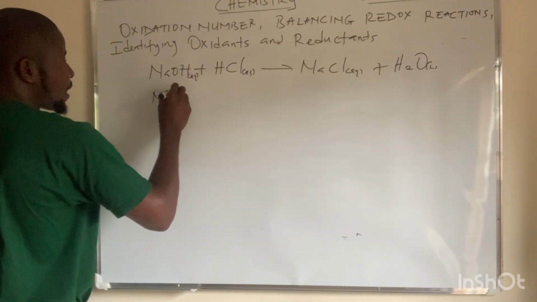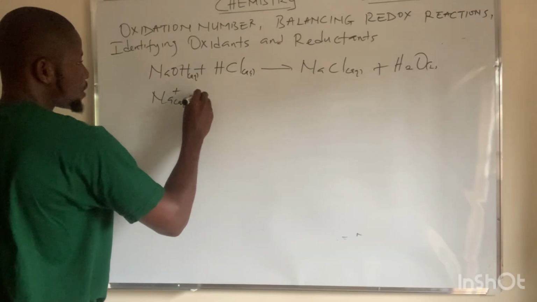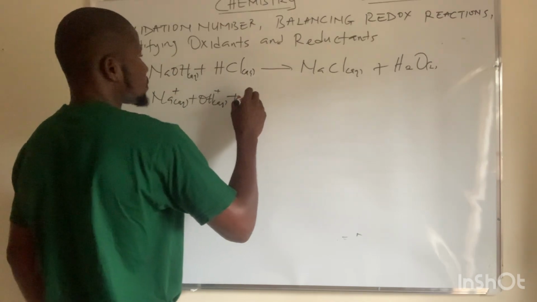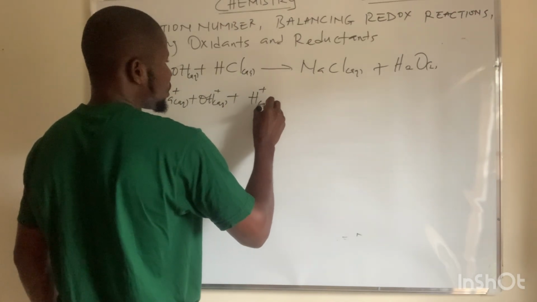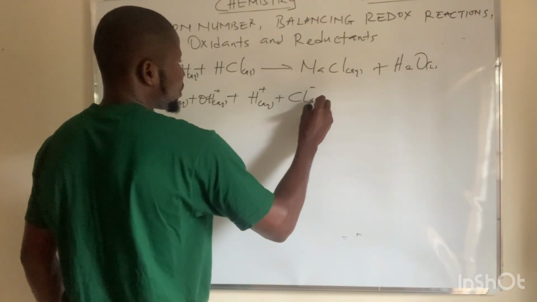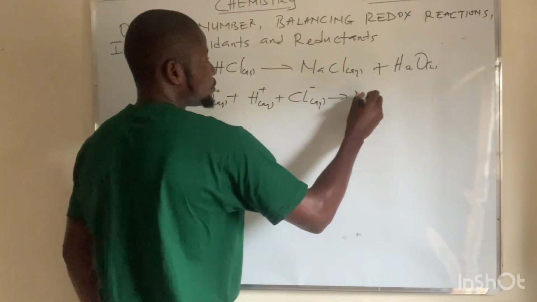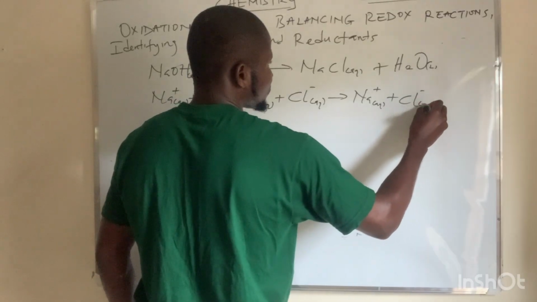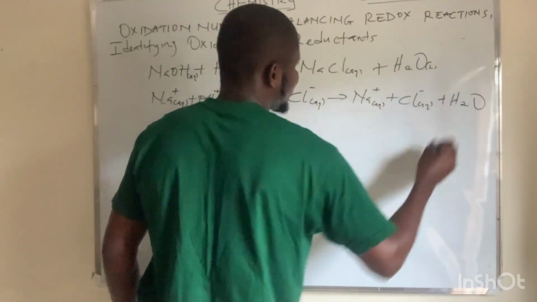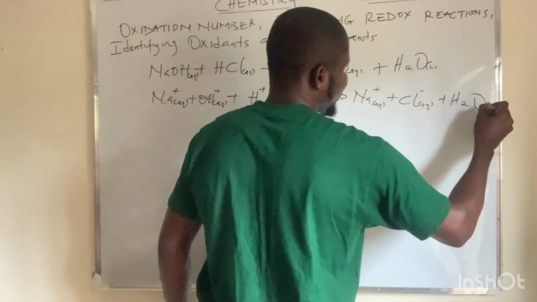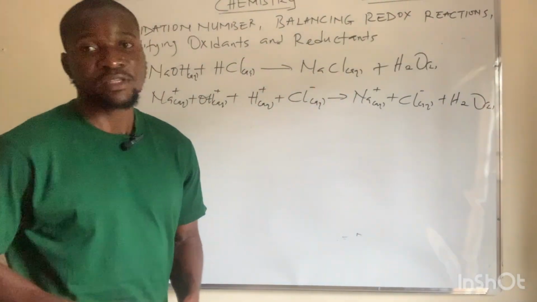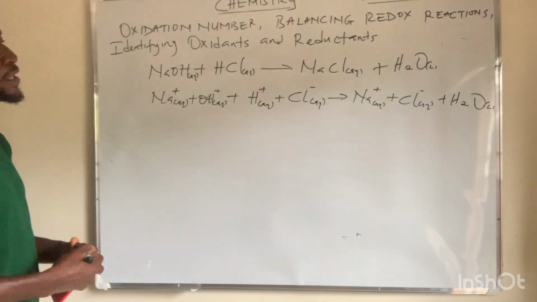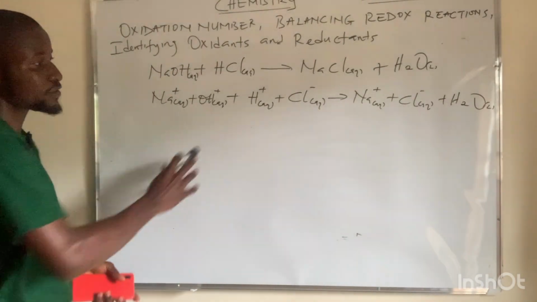Sodium ion aqueous plus hydroxide ion aqueous plus hydrogen ion aqueous plus chloride ion aqueous to give you sodium ion aqueous plus chloride ion aqueous plus H2O. Now here we have our ionic equation. Now I want you to understand that ionic equation shows you the ions that are involved in chemical reaction and how they interact and the interactions that they have.